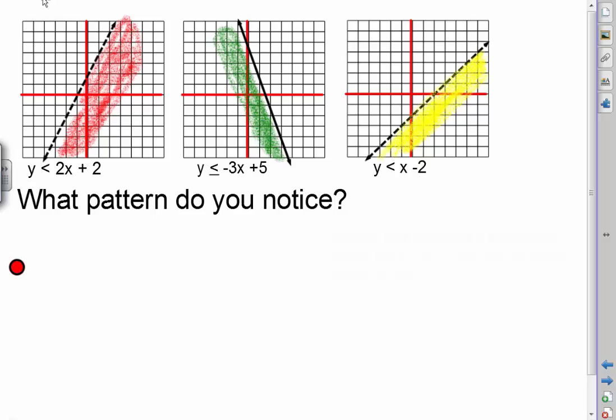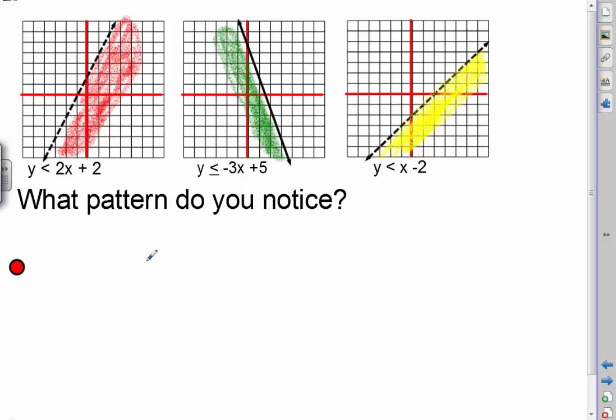Now one more thing before we close this out. If it's a vertical line, in which direction do things get greater on the number line? They get greater going to the right. So if it's a vertical line, you shade to the right if it says greater than. If it says less than, you shade to the left. Same thing with the horizontal line. Where do things get greater? They get greater as they go up. So if it says greater than, you shade above it. If it says less than, you shade below it.